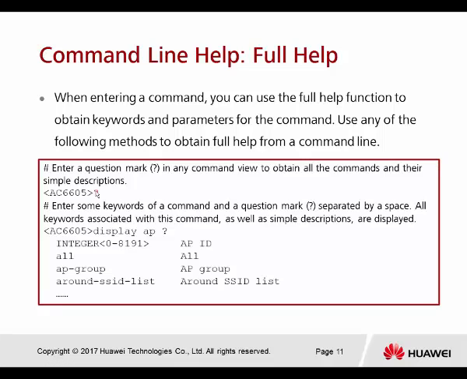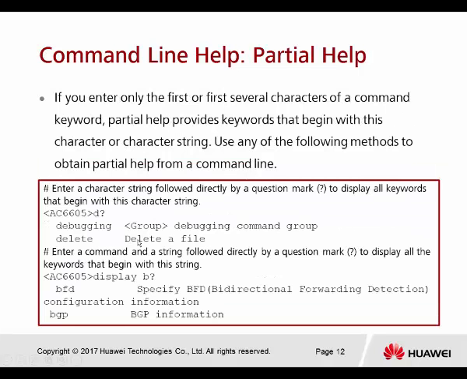You can also try some partial help. For example, right now I type display AP, and I don't know what command I can use next. So after the AP, remember there is a space in between, and then give the question mark. Now it will show you all the possible commands that you can enter here. So you can check. Okay, this is the partial help.